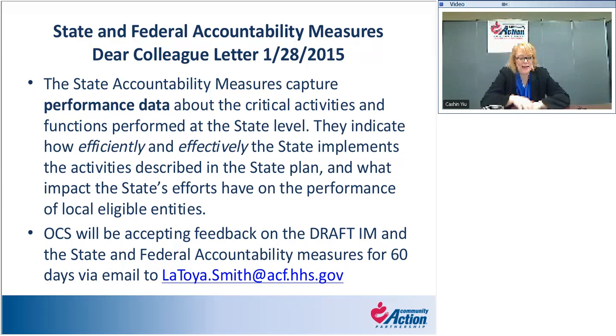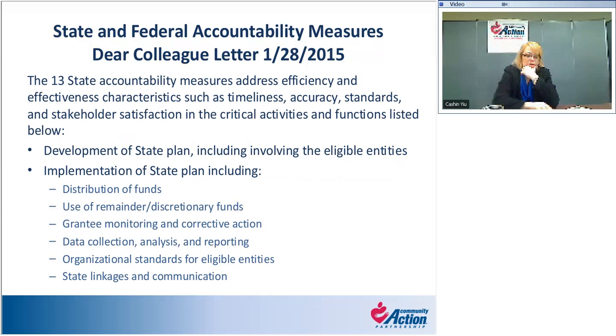The accountability measures capture the performance data about the critical elements and functions performed by the states and by the feds. I use the parlance standards for states, standards for feds. I know they don't, but that's how I frame them up. These state elements are activities described in the state plan and what effect the state efforts have on the performance of local entities. Now, let's go to the next slide. There are 13 accountability measures in here for states. They form up in a couple of categories: distribution of funds, the use of remainder or discretionary resources, grantee monitoring and corrective action, data collection, analysis and reporting, organizational standards, like how many agencies met 100% of standards, and state linkages and communication.